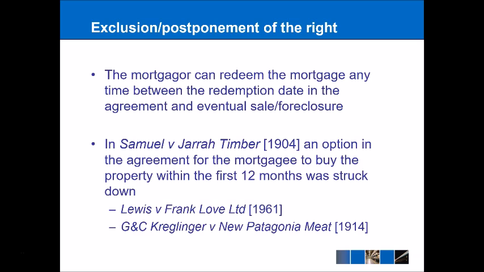The first clog or fetter on the equity of redemption that we're going to talk about is the exclusion or postponement of the right. And the idea behind this is that the mortgagor, or the homeowner, can redeem the mortgage at any time between the redemption date, i.e. the date set out in the mortgage agreement for redemption, and the eventual sale or foreclosure. In other words, until the mortgage is actually paid off or the bank has to foreclose and take over the house. Key case in this area was Samuel and Jarrah Timber that we'll spend just a minute on just to sort of get an idea for it.